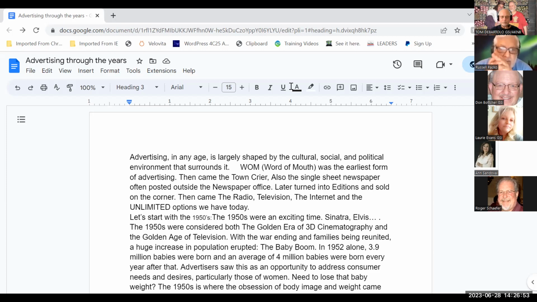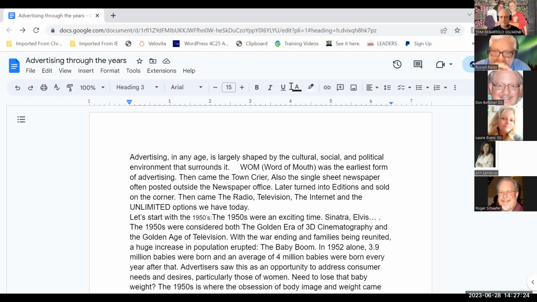Then they decided that they needed a town crier who would go out and announce the news of the town every day. He'd ring a bell, he'd be assigned a certain time, usually in the morning, afternoon, or evening, or three times a day, and he'd go up and down the main street shouting whatever was new and what was happening in the town. That's also word of mouth advertising, but it reached a lot more people.